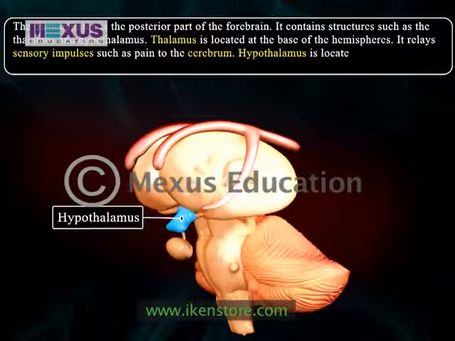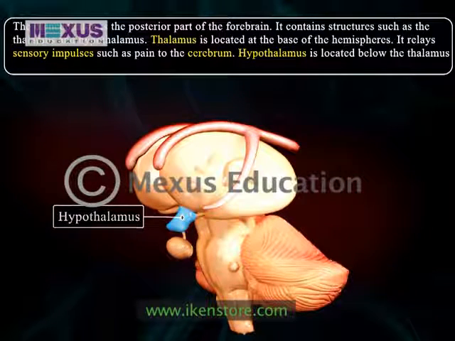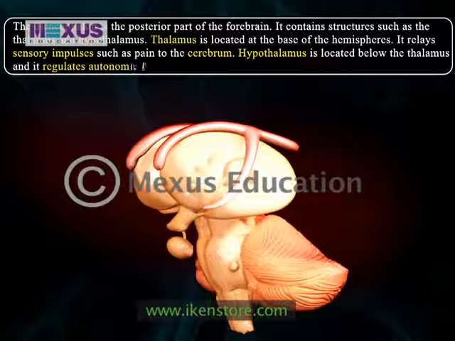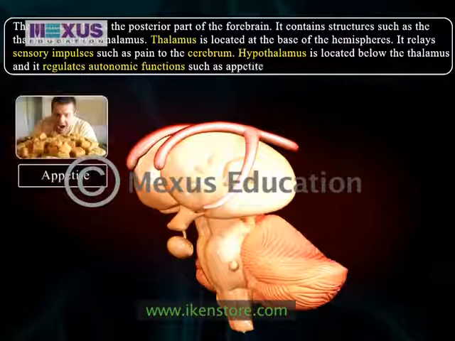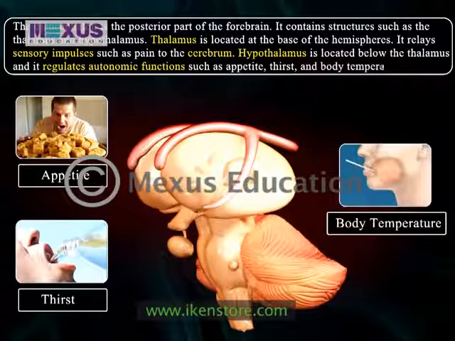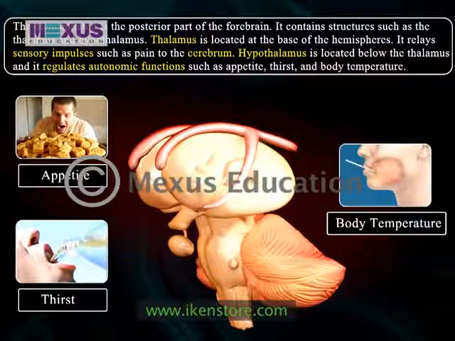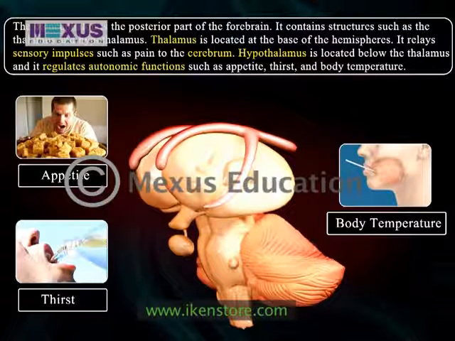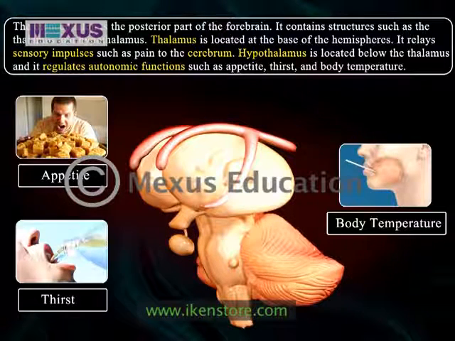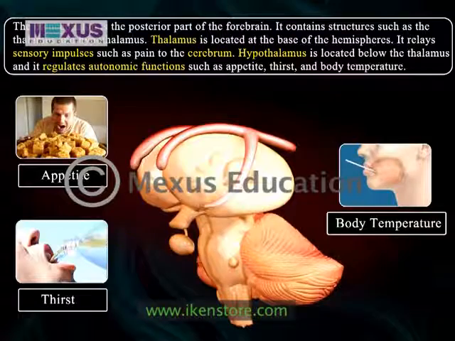Hypothalamus is located below the thalamus, and it regulates autonomic functions such as appetite, thirst, and body temperature. It also secretes hormones that stimulate or suppress the release of hormones, for example, growth hormone in the pituitary gland.